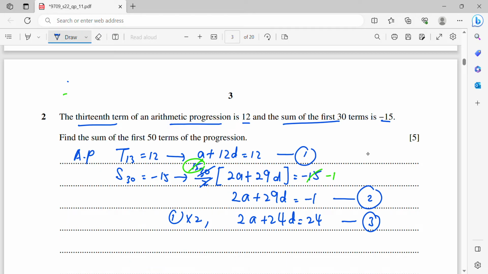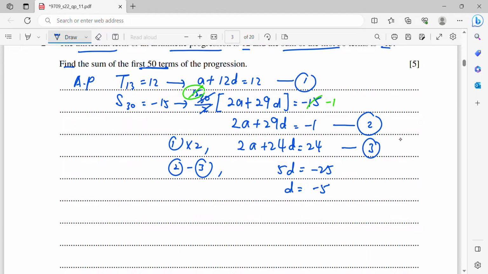Then to solve this, the question says find the sum of the first 50 terms. So I have to find the a and d first. So to solve these two equations, second and third, I can use second equation minus third equation. So 5d on the left hand side, right hand side will be minus 25. Therefore my d is minus 5. Okay, so once I have found the d, I can find the a from the first equation. So now my a is basically 12 minus 12d. So I replace the d, so it becomes 12 minus 12 times negative 5. So then you will get 72.